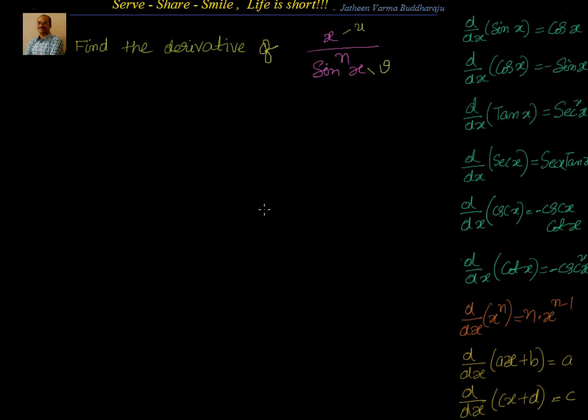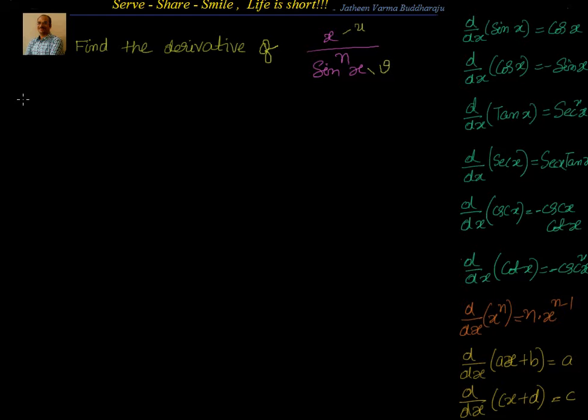Just now we found the derivative of sine to the power of nx. So let's leverage that to find out the derivative of x by sine to the power of nx. Now you can see the function for which we need the derivative is in the form of u by v, and we can apply the quotient rule.